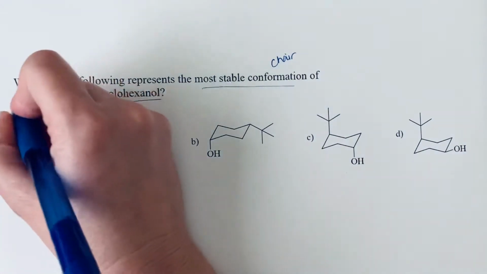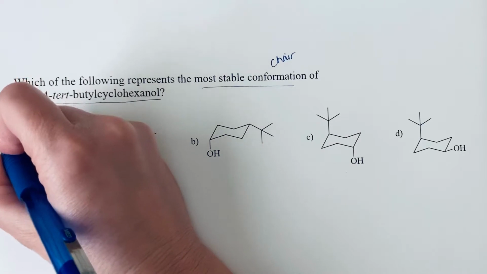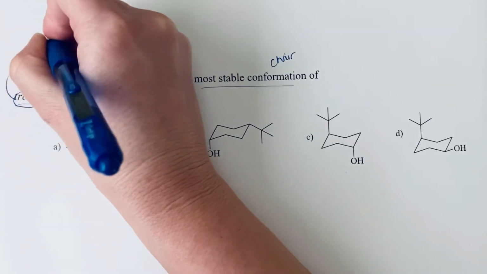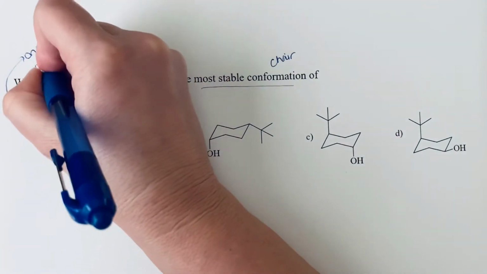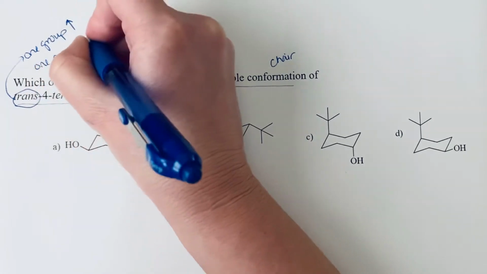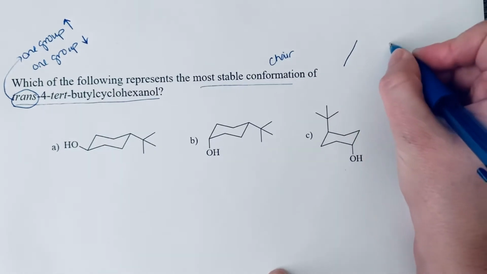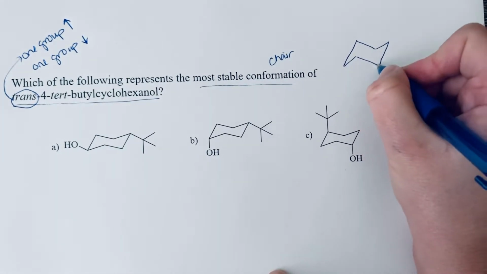So this trans means that one substituent is pointed up, and one group is going to be pointing down. What you need to be able to do, first of all, is be really comfortable with your cyclohexane chair conformations. So I'm going to draw just a plain chair up here. There is the cyclohexane chair.